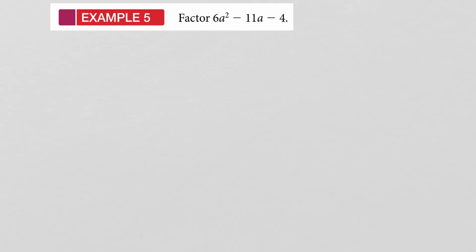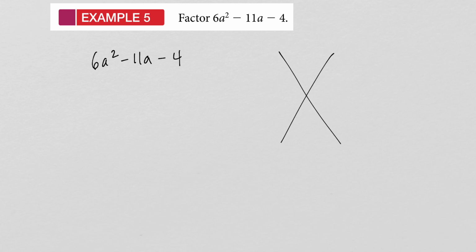Now, in our next example, you'll notice that it's very similar to the previous example. The only thing that's different, in fact, is this is a negative 4 instead of a positive 4. But that changes everything. So, first we are going to multiply 6 times negative 4, which is negative 24. And then we have negative 11 in the middle.